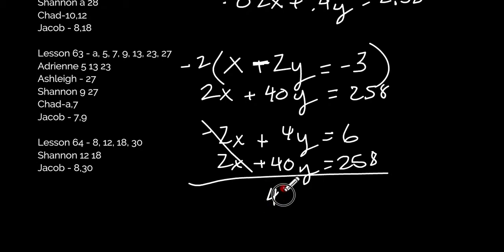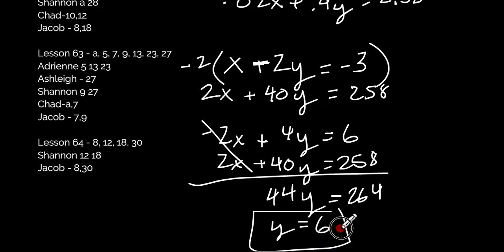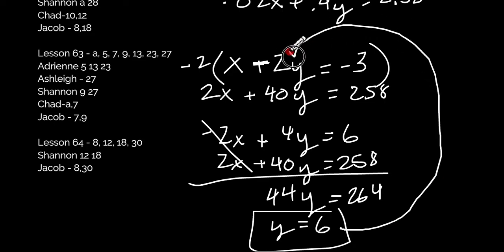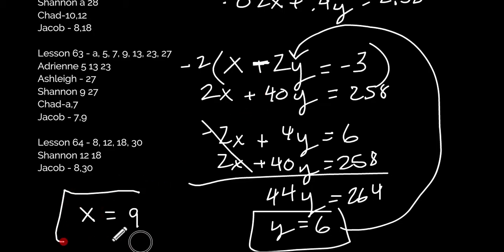So we're going to get 44y equals 264, and you get y equals 6. You plug this answer back into here, and we're going to get x equals 9. So let's see, did I copy it wrong, or, yeah, I copied it wrong. So this is right. Okay, so these are the two answers.